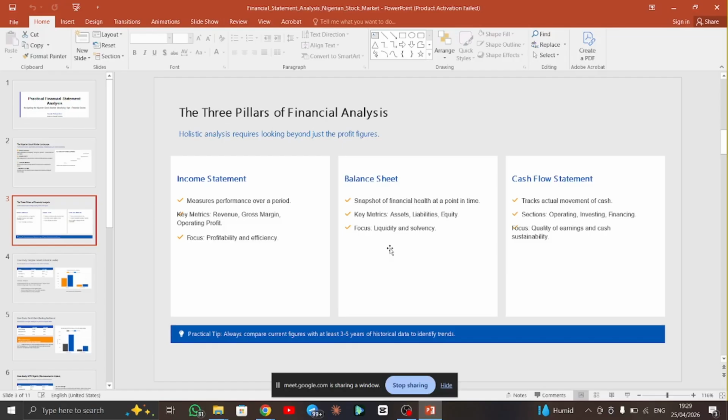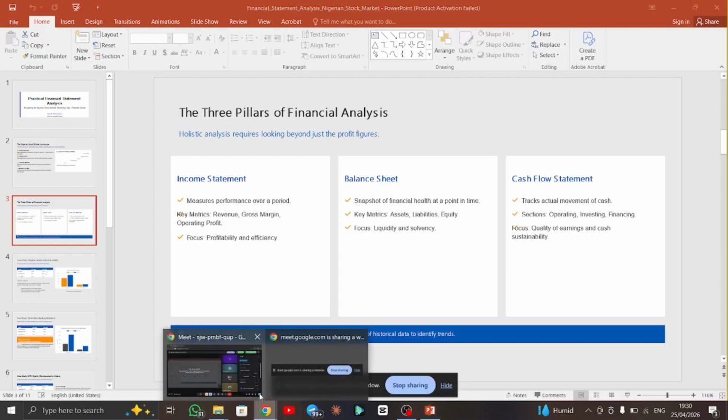So it focuses on earnings and cash sustainability, so that it will not be that you are buying shares from a company and they are using your money to do other things that are not even adding value or making your money work for you. So these are the three pillars of financial analysis when it comes to making a decision on which company to invest in.